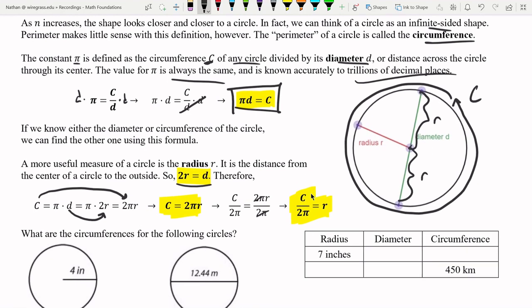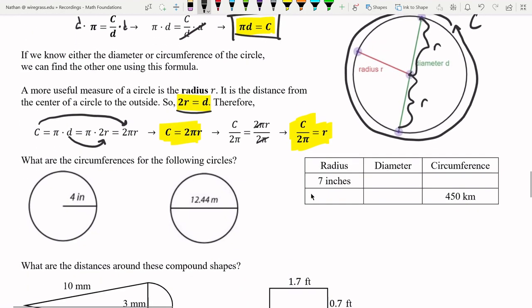Okay, what are the circumferences for the following circles? Well, here we know the radius, right? This is the center of the circle here, and this is the outside edge. This is the radius. The radius equals 4 inches. And we know the circumference is 2 pi times the radius. The radius is 4 inches. And we're going to use the pi symbol on the calculator. There's no reason not to use that.